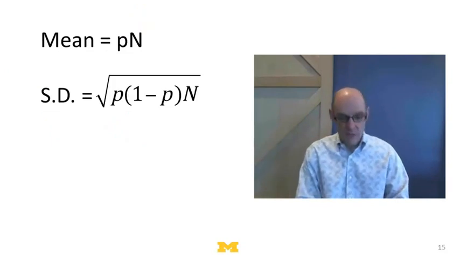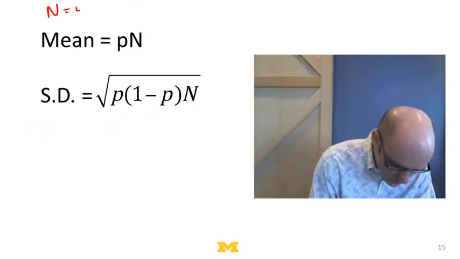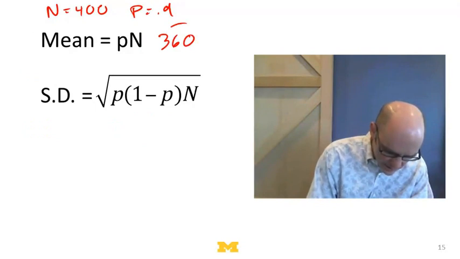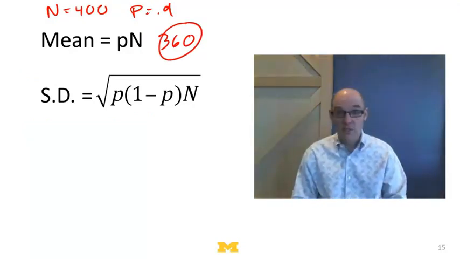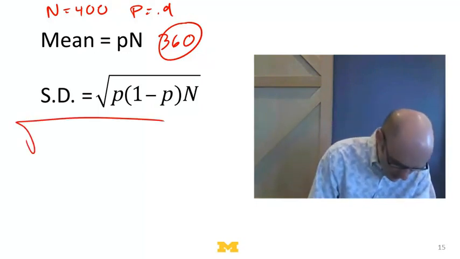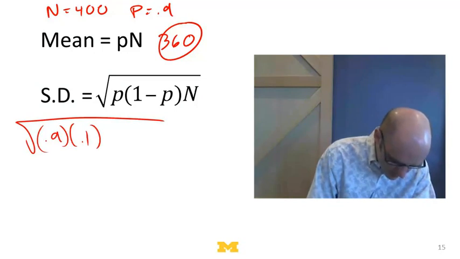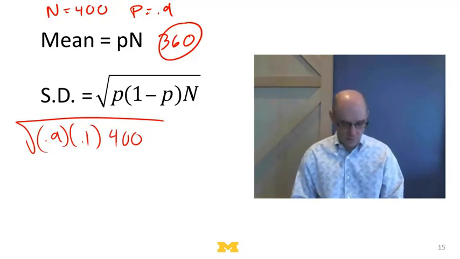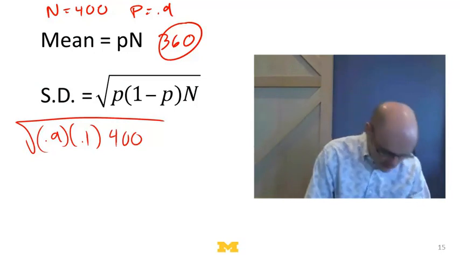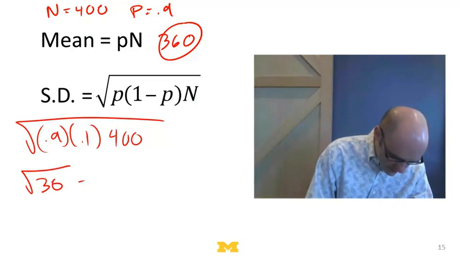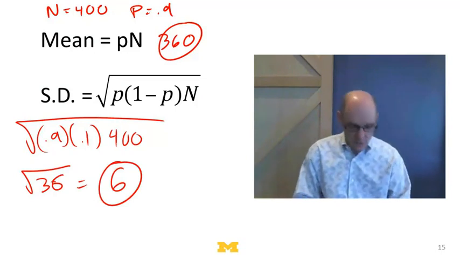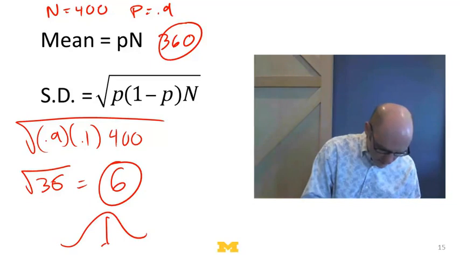Okay, well, we've got a formula. Remember, n was 400 and p was 0.9. So p times n is 360. That's our mean. Now, the standard deviation we can solve for pretty easily. That's just the square root of p, which is 0.9, times 1 minus p, which is 0.1, times n, which is 400. So if we multiply that out, that's 0.9 times 0.1 times 400. 0.1 times 400 is 40, times 0.9 is 36. So that's just the square root of 36, which is 6. So 6 is our standard deviation. So now I know I've got a bell curve with a mean of 360 and a standard deviation of 6.